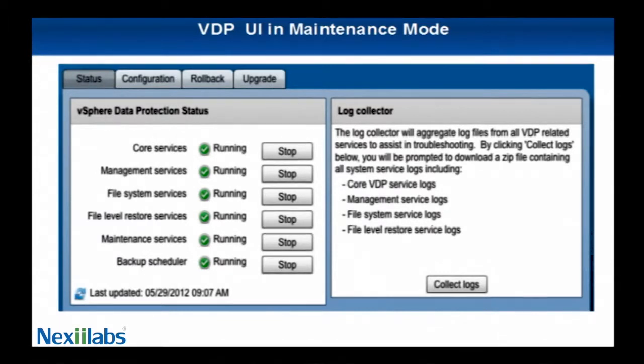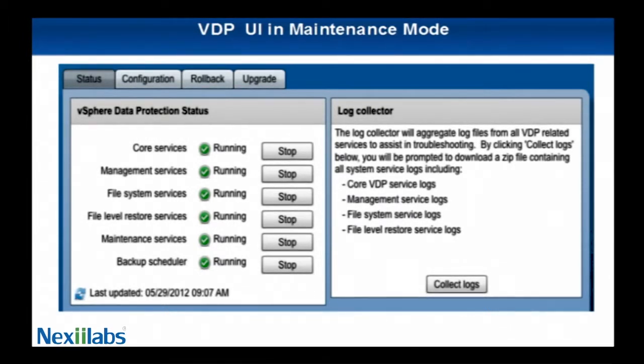VDP is deployed using the vSphere Web Client from a prepackaged Open Virtualization Archive file. The same OVA file is used for both basic VDP and VDP Advanced deployments. VDP Advanced functionality is enabled by entering a license key. This can be done during or after deployment.